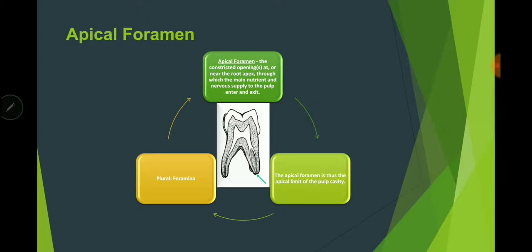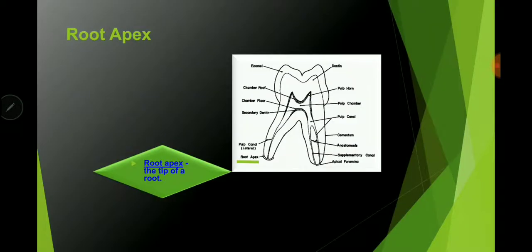So what is the apical limit of the pulp cavity? It is the apical foramen, where the green arrow is pointing. Okay, so we have to differentiate. The apical foramen is not the same as the root apex. That's a favorite question that they like asking. The apical foramen is the apical limit of the pulp cavity.